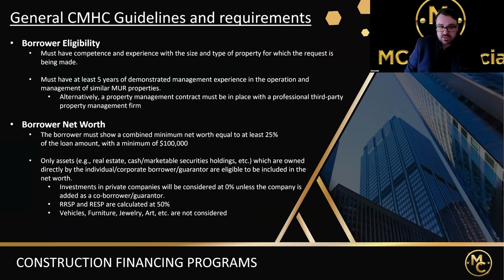For the borrower, it's very important that the borrower group has competence and experience with the same size and property type as the request. For example, if you've been a developer for a number of years and you've done a lot of single-family homes, duplexes, triplexes, maybe some 5 and 6 units, but now your request is for a 100-unit property, CMHC isn't going to recognize that as sufficient experience. They're not going to approve it as is. There are ways to mitigate that, right? You could hire a GC with the experience and the track record to do so.